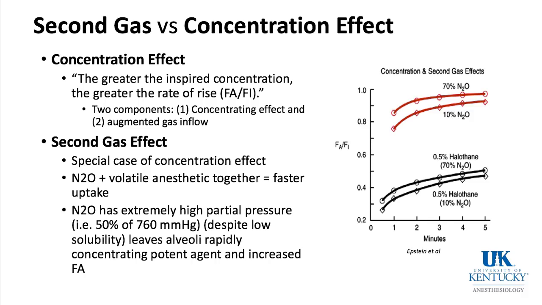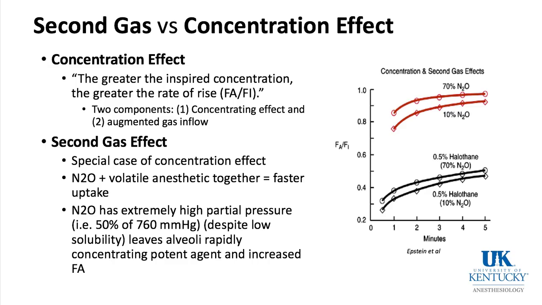The second gas effect is a special case of the concentration effect where combining two anesthetics like nitrous oxide and a volatile anesthetic together results in a faster uptake. And the example is on the far right in black where you have 0.5% halothane in 10% nitrous versus 0.5% halothane in 70% nitrous. Now the nitrous has an extremely high partial pressure.